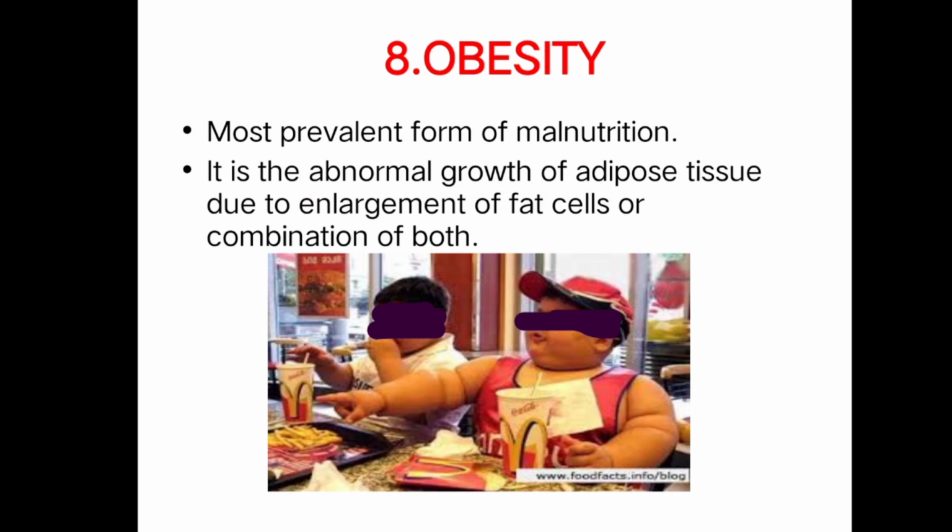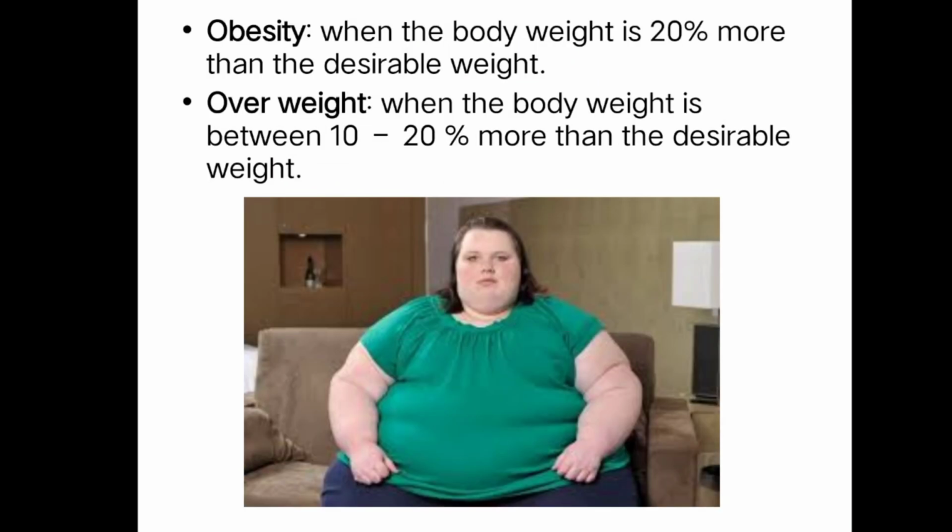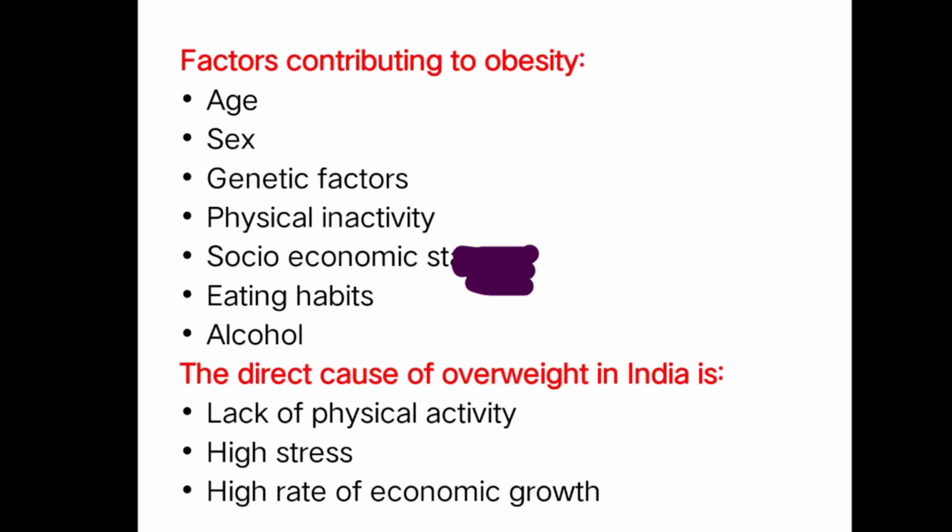Next is obesity. It is the most prevalent form of malnutrition, an abnormal growth of adipose tissue due to enlargement of fat cells, or a combination of both. Obesity is when the body weight is 20% more than the desirable weight. Overweight is when the body weight is 10 to 12% more than the ideal weight. Factors contributing to obesity are age, sex, genetic factors, physical inactivity, socio-economic status, eating habits and alcohol. The direct cause of overweight in India is the lack of physical activity.